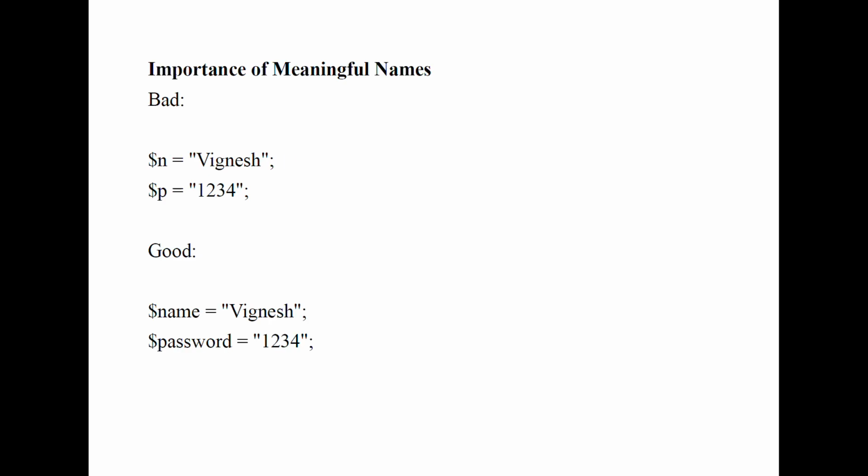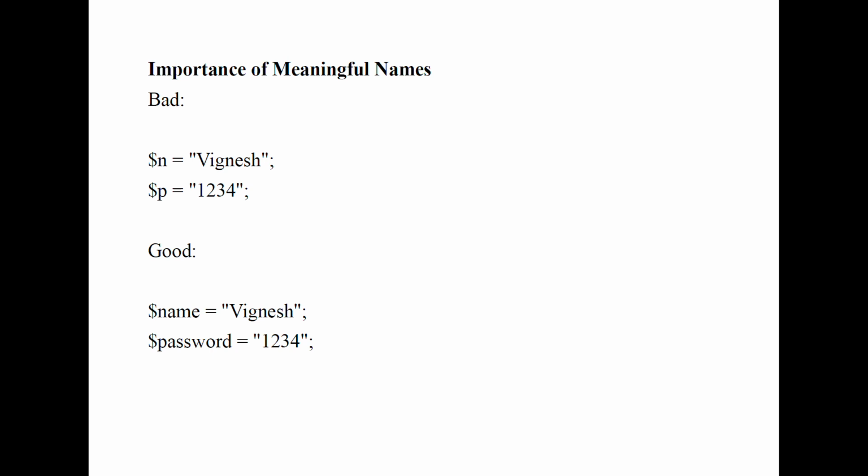Now, the importance of meaningful names. A bad variable name is like $n equal to some string value inside double quotes, and then $p equal to some value inside double quotes. It is bad naming for variables. And then good naming: instead of $n we can use $name, and instead of $p we will use $password.